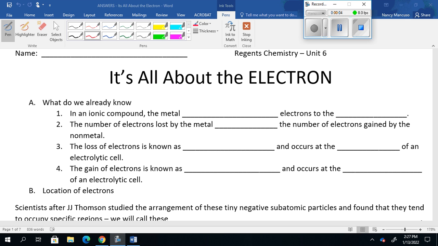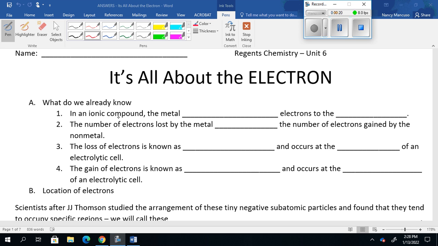So we are continuing on learning more about electrons and ionic compounds. So grab your packet. We're going to work through this together. There's going to be parts where you stop and you do more practice problems. And then we're going to end with a lab. So what do we know already?